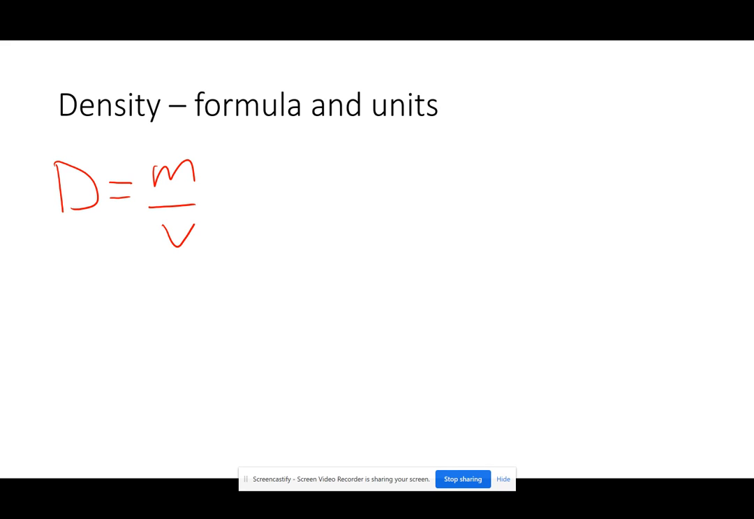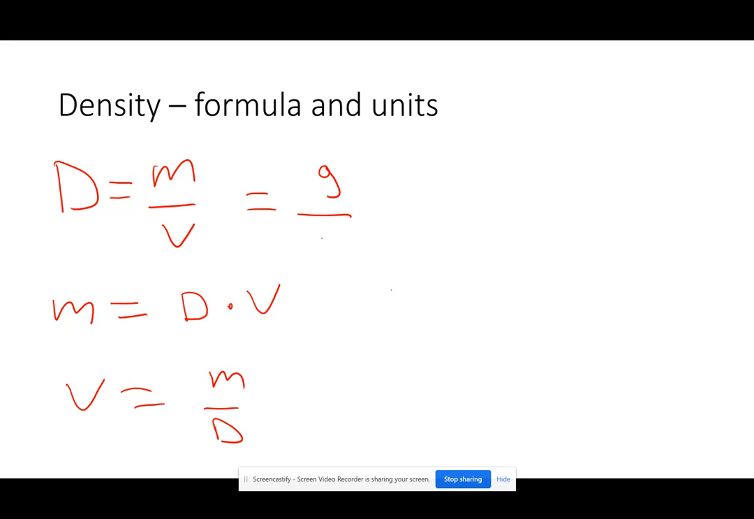This is similar to some of the other formulas we have seen during the year, and we can rearrange this formula to be mass equals density times volume, and we also have volume equals mass divided by density. The units for density are mass on top is grams, and volume on bottom is going to be cubic centimeters.